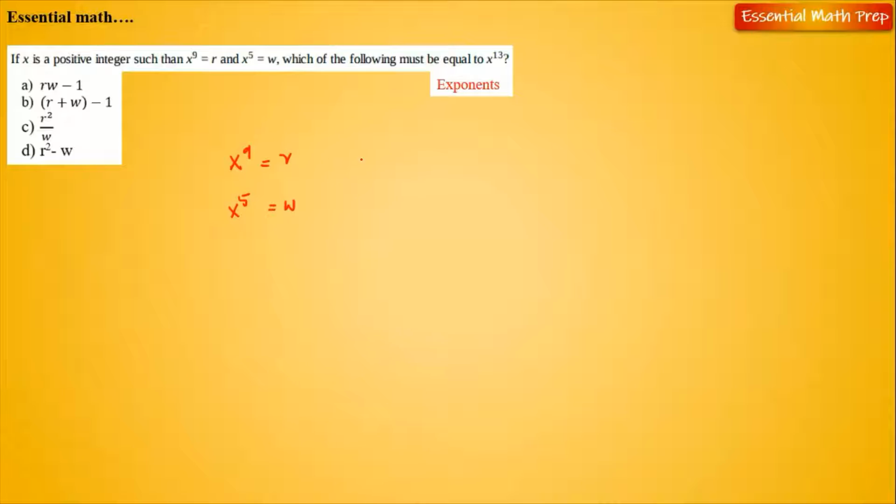If you choose choice C, which is r squared over w, which would be x to the 9 squared over x to the 5, right? Which is x to the 9 times x to the 9 over x to the 5, which is x to the 18 over x to the 5, which is the same as x to the 13, right? So now x to the 13 is equal to r squared over w. This is probably the easiest way to solve this problem.